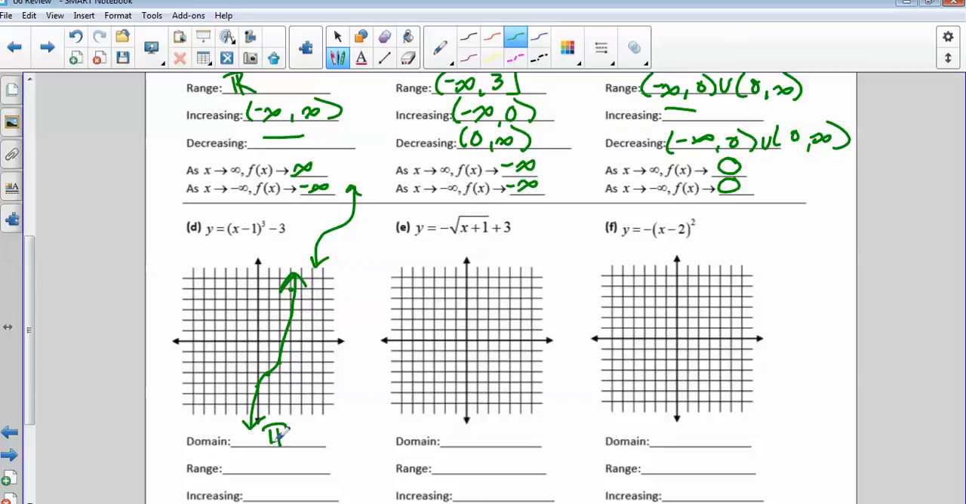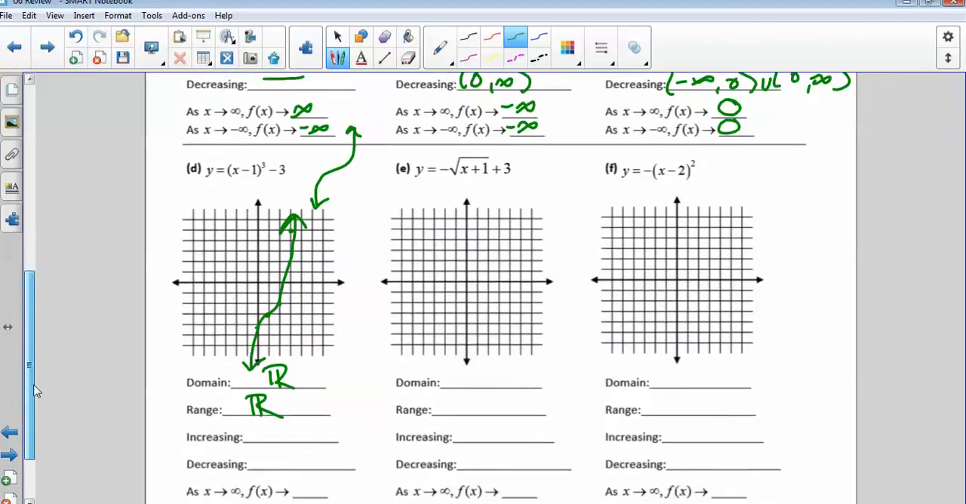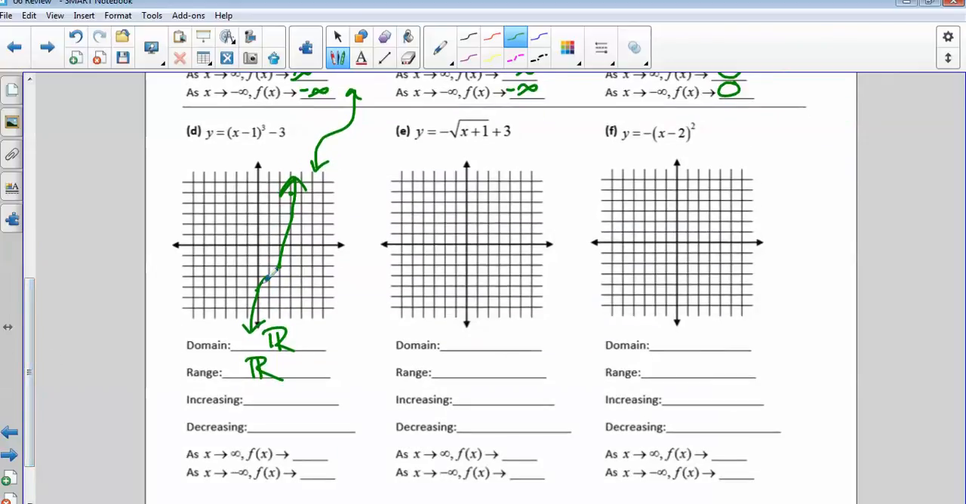So your domain and range is all real numbers for each of these, and it's increasing from negative infinity to infinity, so it's never decreasing. The end behavior, as x goes to positive infinity, y is going to positive infinity, and as x goes to negative infinity, the y is also going to negative infinity.